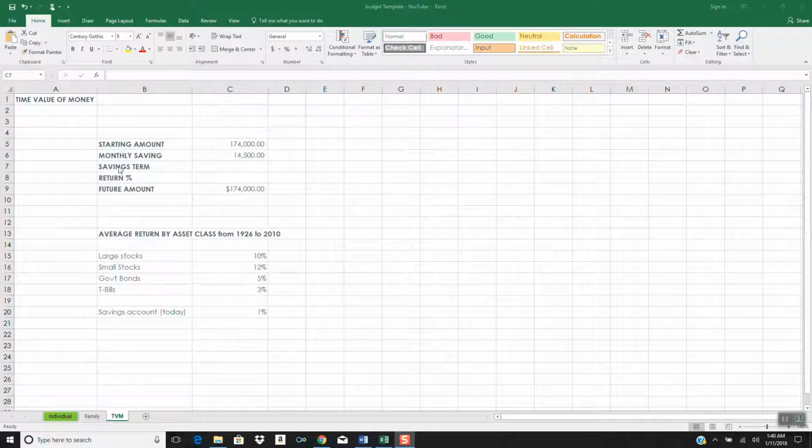Now the savings term just refers to the number of years that they're going to be saving and investing, right? It could be 10 years, it could be 20 years, it could be 30 years. We'll start off with 10 years to just make our point, and then we'll play with these numbers and see how things will change depending on the different numbers. So let's start off with 10 years here for the term.